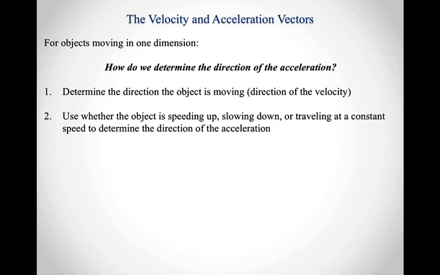So if I know my object is moving to the right, and it's speeding up, then I know the acceleration vector also has to point to the right. If my object is moving to the right and slowing down, the acceleration vector has to point to the left. If my object is moving to the right at a constant speed, then the acceleration vector has to be zero. And so we want to actually get really good at this, because it will be critically important in terms of solving these motion problems, for solving these mechanics problems. It's going to be really important to figure out what the direction of the acceleration is. So we want to be good at understanding how we can use speeding up, slowing down, and traveling at a constant speed as one piece of information to help us do that.